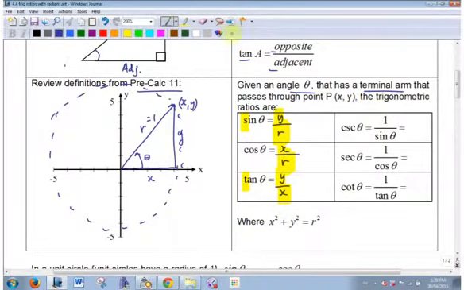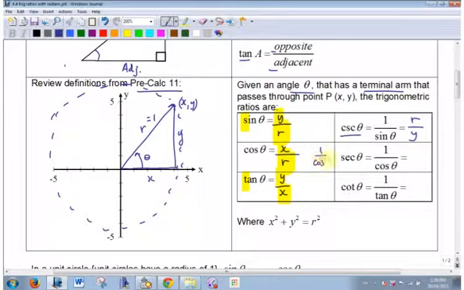Okay, have you seen this stuff before? CSC, that says cosecant. That is just the reciprocal of sine. So if sine is y over r, what's 1 over y over r? R over y. Cosine, what's the reciprocal of cosine? Secant.